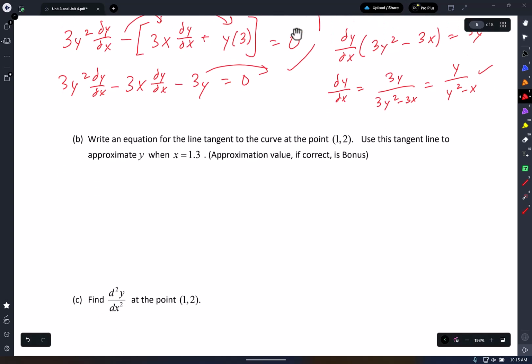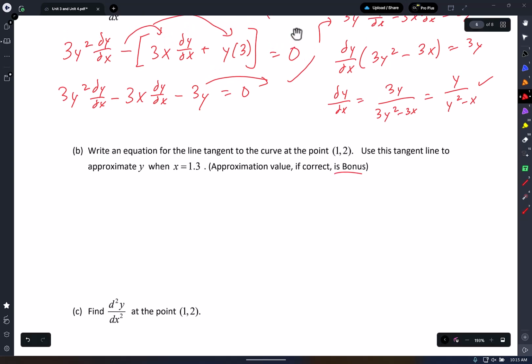Write an equation for the line tangent to the curve at the point 1, 2. Use this tangent line to approximate y when x is 1.3. An approximate value that is correct is a bonus. Okay, so I gave you a bonus for that. All right, so tangent line. I need a point and a slope.